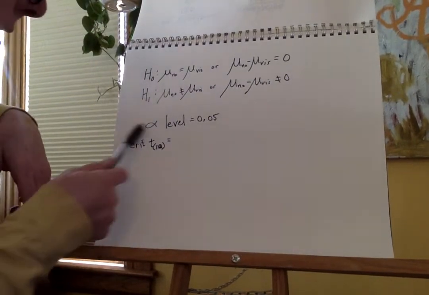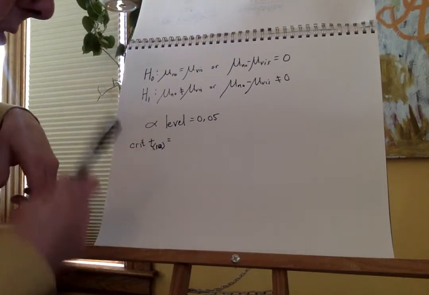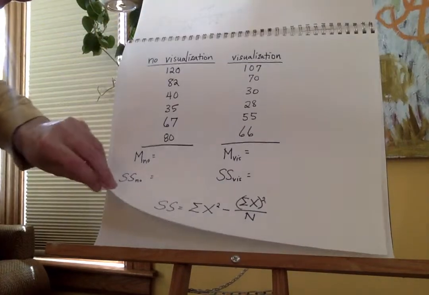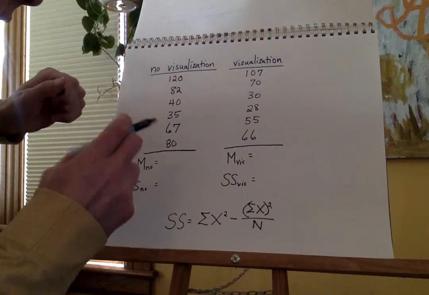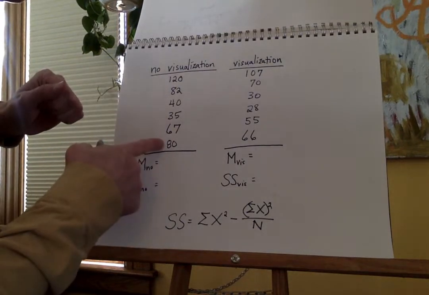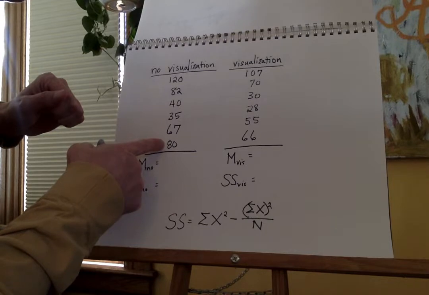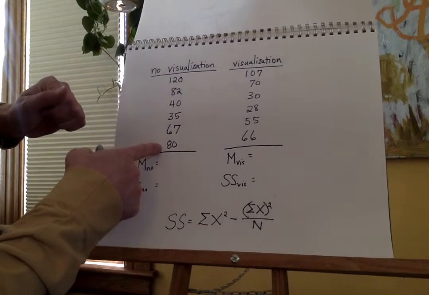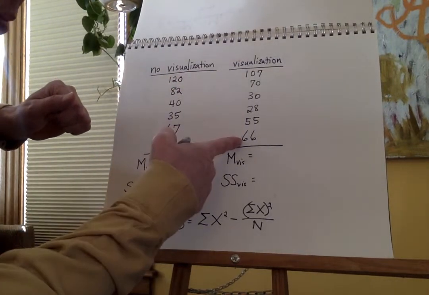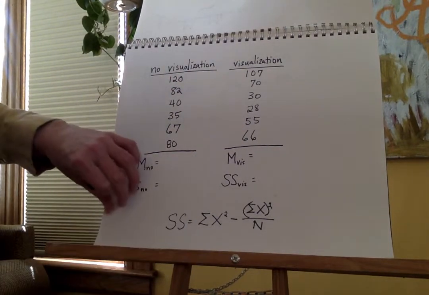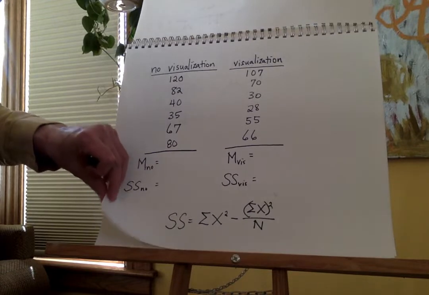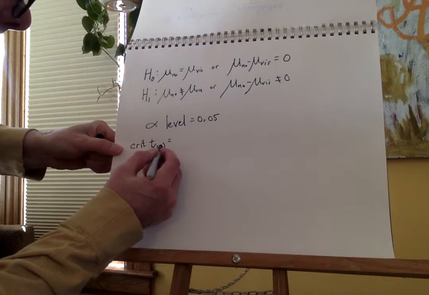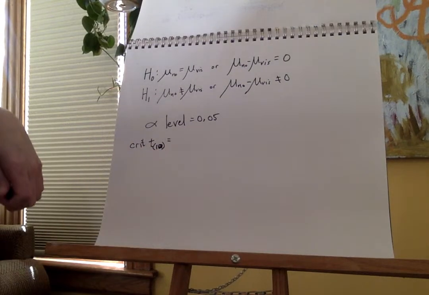Step 2, we get our alpha level of 0.05. Now in this case, let's go back to the data. So we have n equals 6 here. So the degrees of freedom for this group is 5, right? N minus 1. We have 6 people here. Degrees of freedom is 6 minus 1 equals 5. And so we have 10 degrees of freedom. Everybody with me here? 10 degrees of freedom.